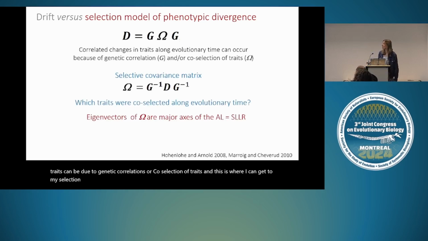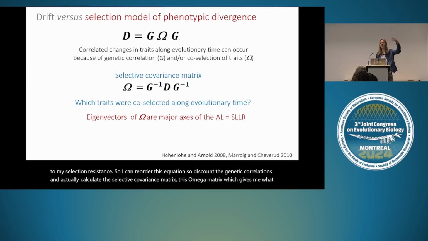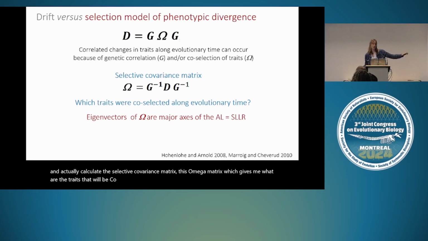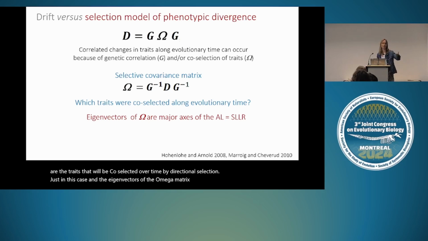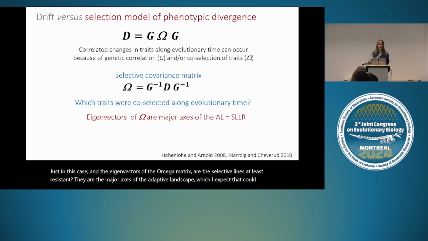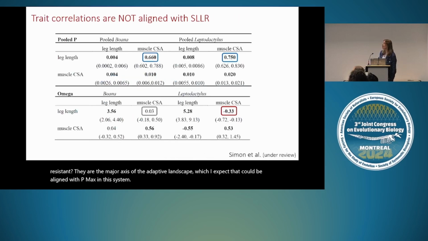So I can reorder this equation, discount the genetic correlations, and actually calculate the selective covariance matrix, this omega matrix, which gives me the traits that will be co-selected over time by directional selection, just in this case. And the eigenvectors of the omega matrix are the selective lines of least resistance. They are the major axes of the adaptive landscape, which I expected could be aligned with Pmax in this system. However, no.